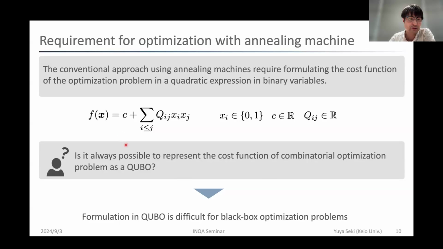But the question here is: is it always possible to represent the cost function in the QUBO form? And the answer is no. In particular, for black box optimization problems, it is known that it's very difficult to find the QUBO form of the cost function.